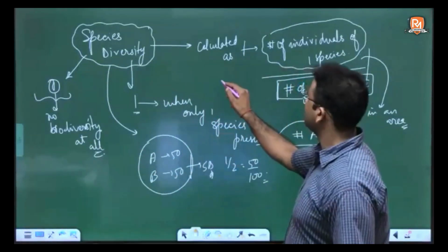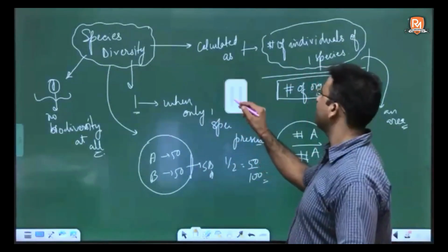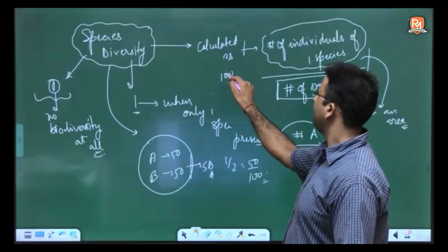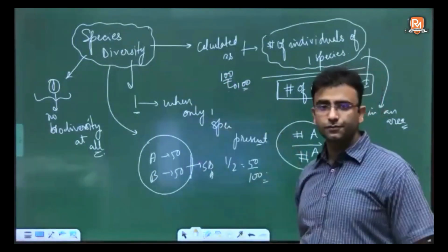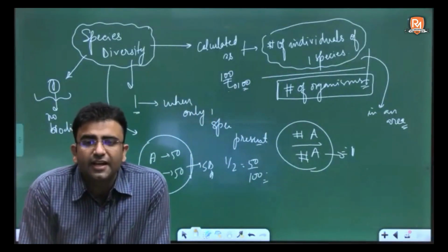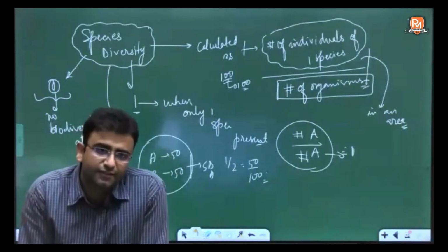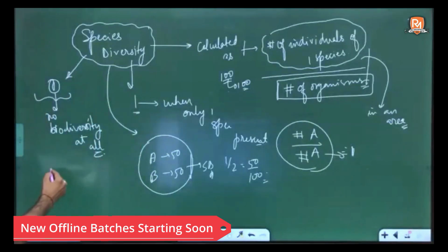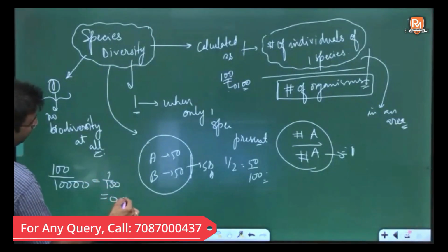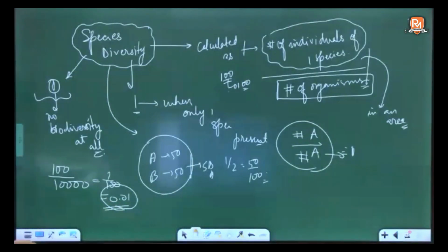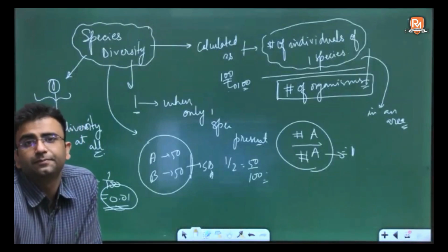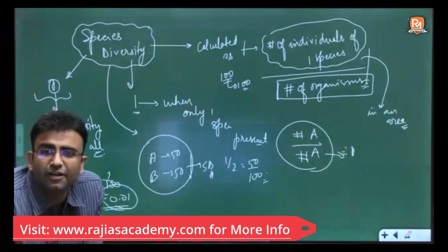Suppose there are 100 species and each species has 100 organisms. Then what is the species diversity? 100 divided by 10,000, which is 0.01. That's correct. So the species diversity will be 100 divided by 10,000, which is equal to 1 by 100, equal to 0.01. This shows that there is a significant amount of biodiversity.